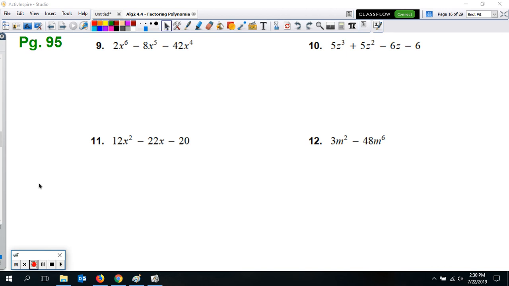Okay, on page 95, we start with number 9 at the top there. So try number 9. This one you do have to factor out a GCF, and then there should be a simple method after that.